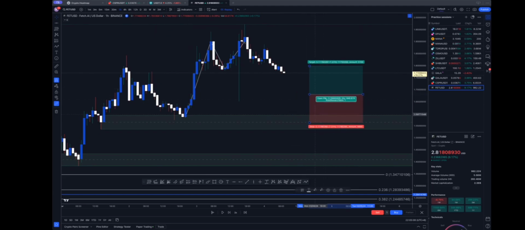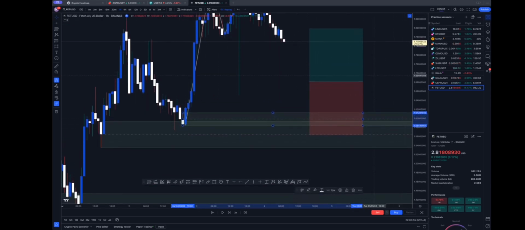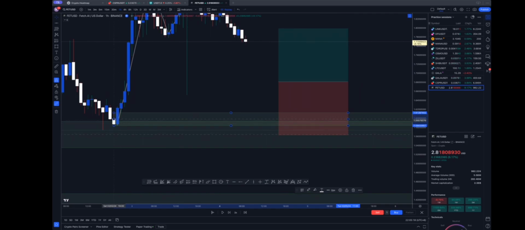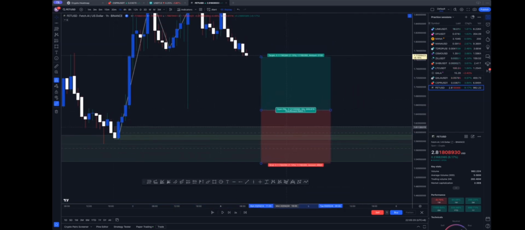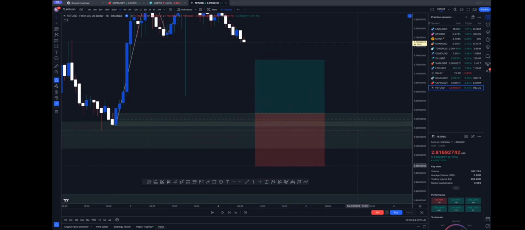Oh, by the way, sorry, I missed out on this order block. See that right here? It's being generated right here. So we have another order block here. And this one has not really been touched before, so I'll probably place my trade right here.